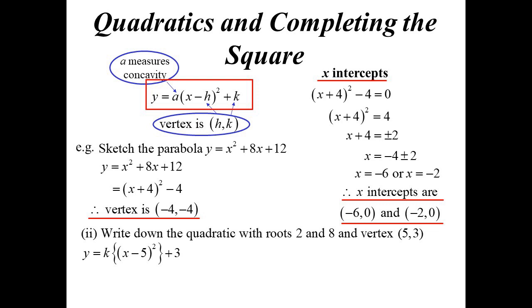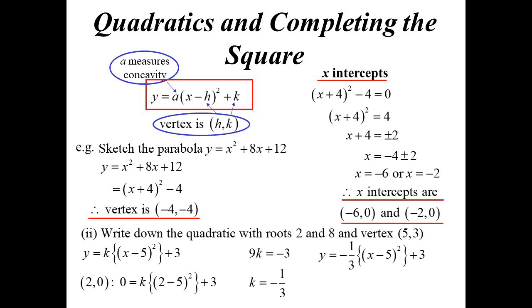Substitute in something. Now, the other information, I've actually got 2 bits I could use. I've got the roots of 2 and 8. Doesn't really matter which one I use. So I'll substitute in 2, 0, and we can work out what k is. And there's that negative 1/3 that we saw yesterday with this example. And so there's the equation in the completing the square form. I could, of course, expand the whole thing out, and I would end up with the same equation. So that's the completing the square idea.